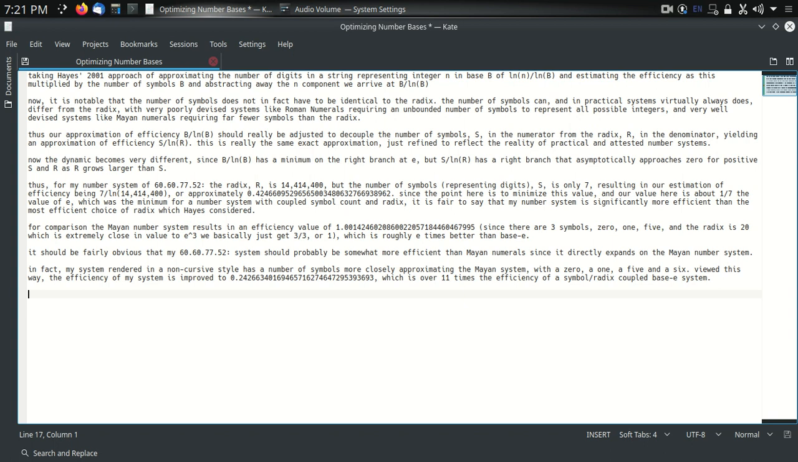So if the Mayan numeral system is super efficient, and the things that I'm doing are only aimed at making it even more efficient, then it shouldn't be any surprise that that is the result. And also, in fact, my system rendered in a non-cursive style.